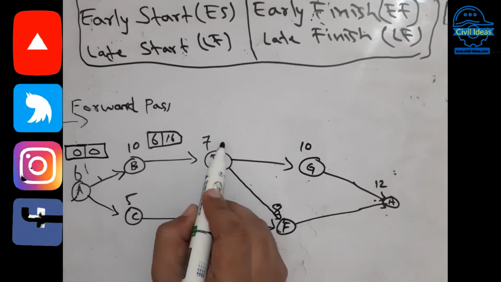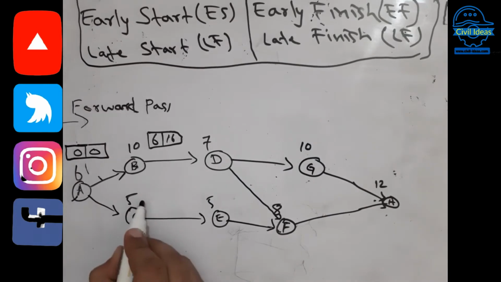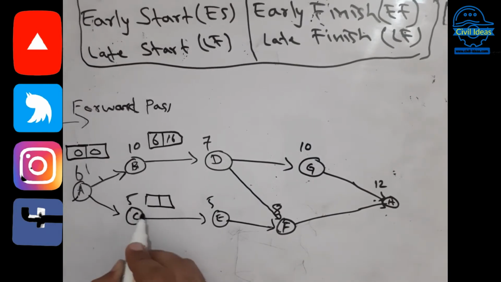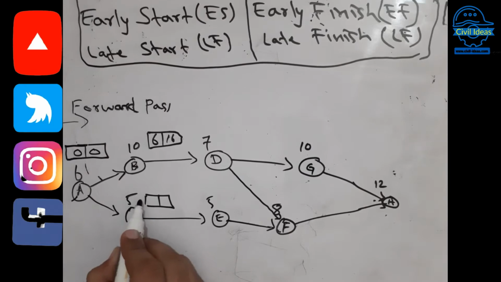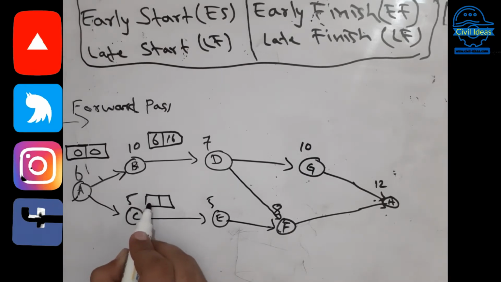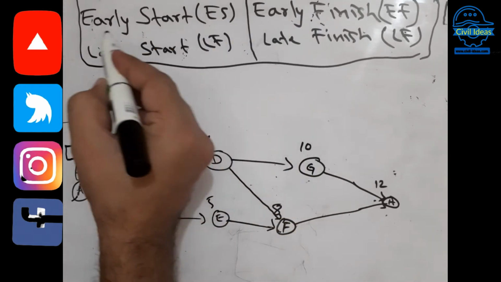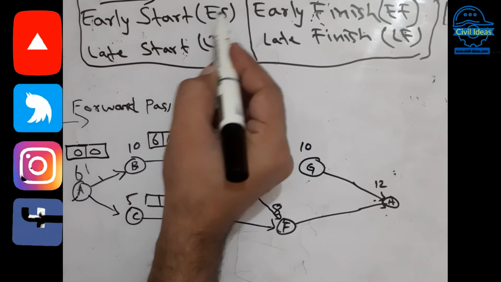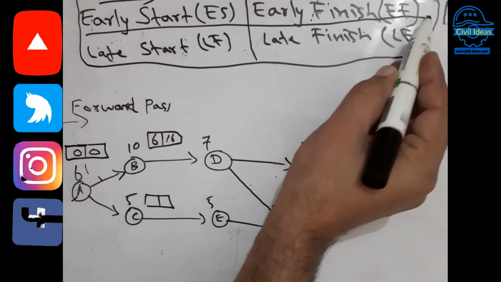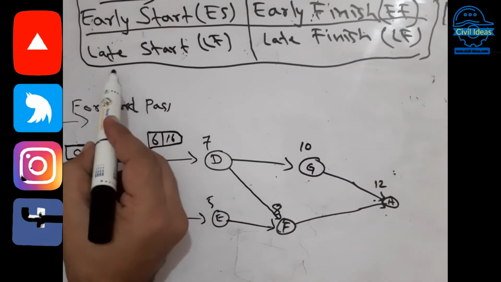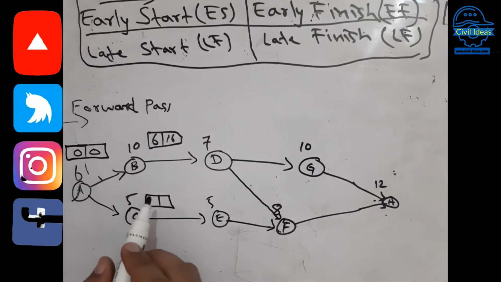And now we have to move here for the early start time, here this is ES and there is EF written here. This is the forward pass, we have to use the upward value, and for the backward pass we will use the late start and late finish. Now we will discuss this in this video.